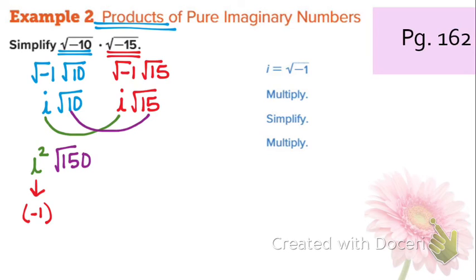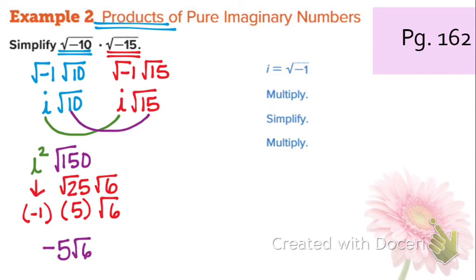Okay, what's that number that goes into 150? 25 times what? So I'm going to break this down to 25 times 6. So the square root of 25 is 5. The 6 has to stay. Now you can multiply these together though, because these are two numbers. You can't do anything with that because that's under a square root. But you can multiply these. You could take -1 times 5. And what is -1 times 5? So your final answer would be -5 root 6.